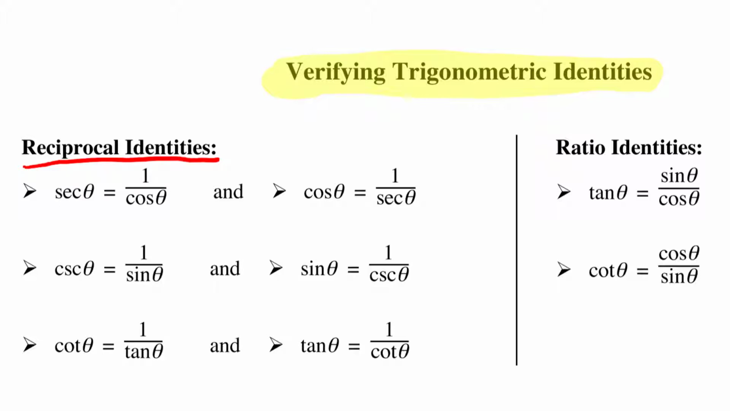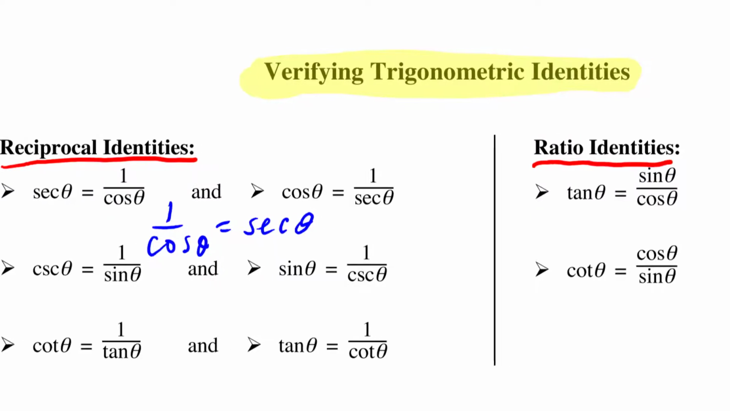We have the reciprocal identities, which can be written forward or backward. We know that because secant and cosine are reciprocals, secant theta is 1 over cosine theta, but that also means 1 over cosine theta equals secant theta. And you should by now be familiar with all of the other reciprocal identities.